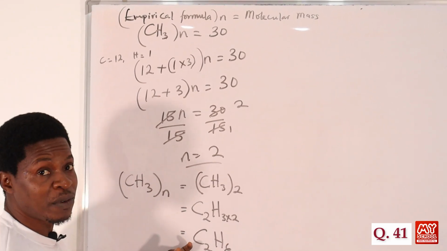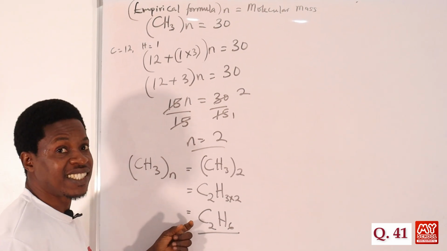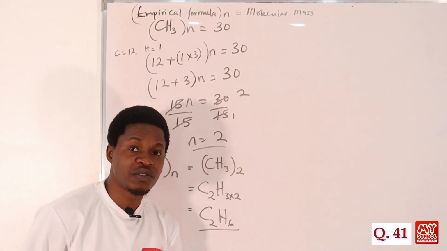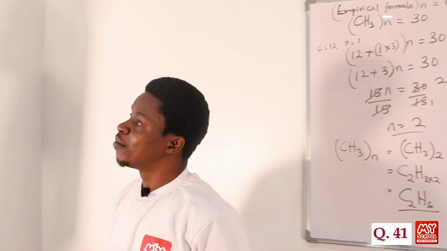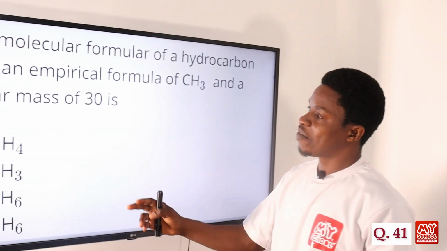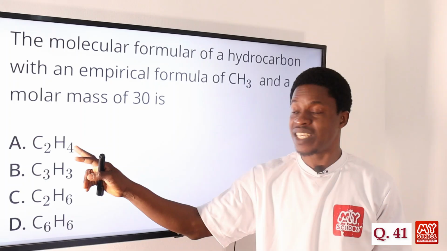C2H6, of course, that is your what? That is your ethane and alkane family. Let's move on to the screen and see what we have. The molecular formula of hydrocarbon with an empirical formula. We have C2H4. This is ethane.